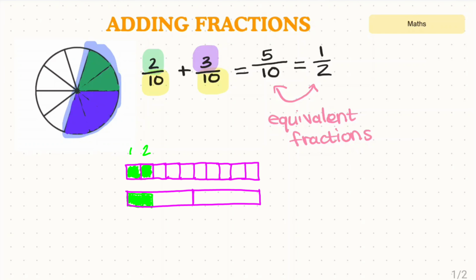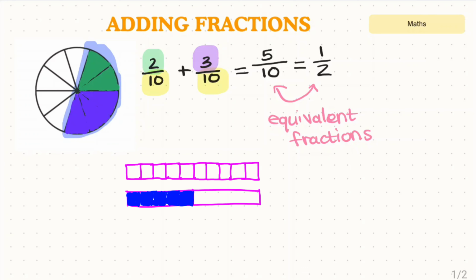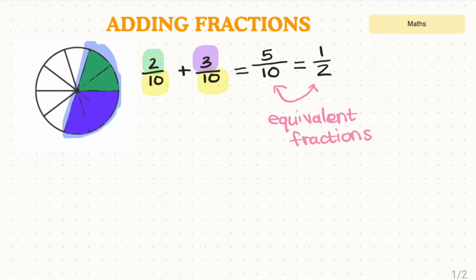I shaded in 2 segments and then I shaded in 3 segments. Those segments added up to 5 of my whole shape. And that's how I got 5 over 10. And then I used what's known as equivalent fractions to get a half. And that's one of the neat tricks of fractions. Let's get back to adding fractions.